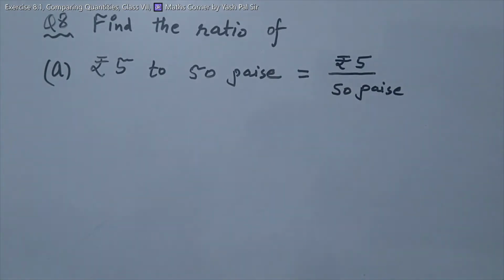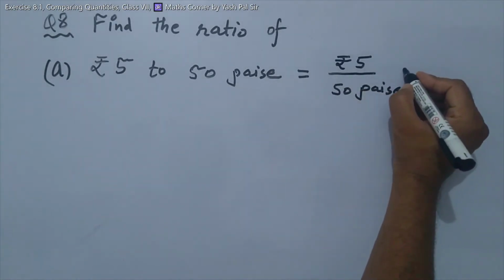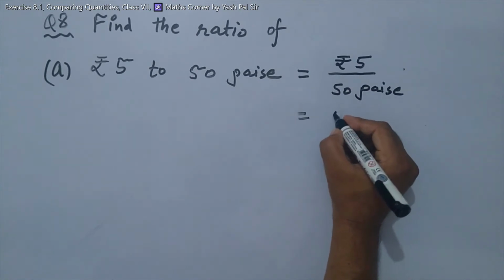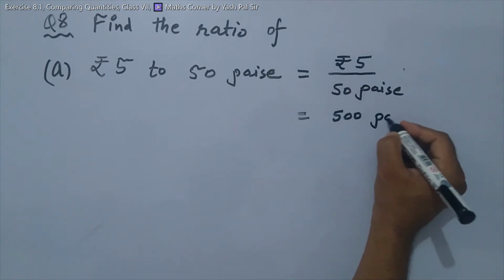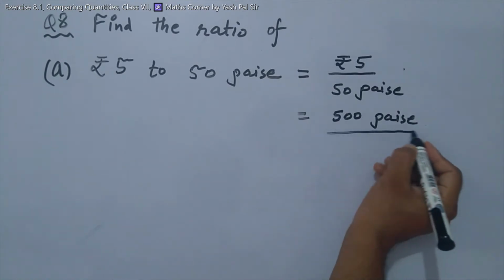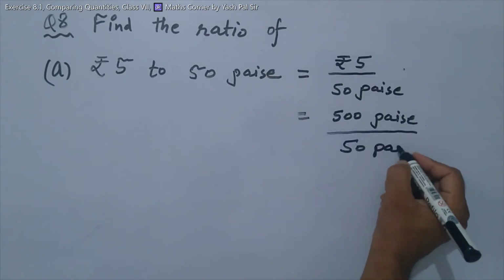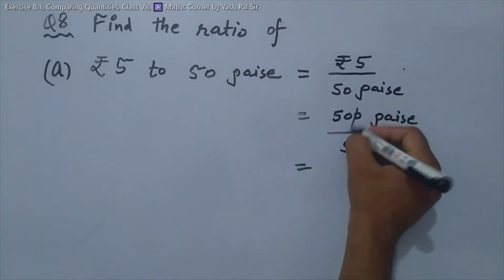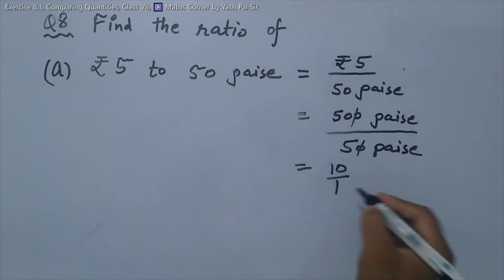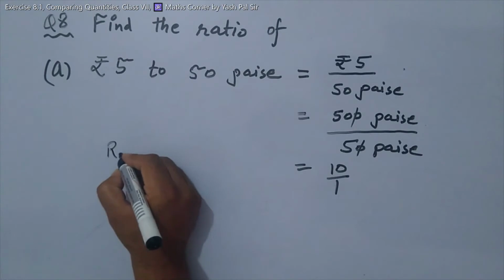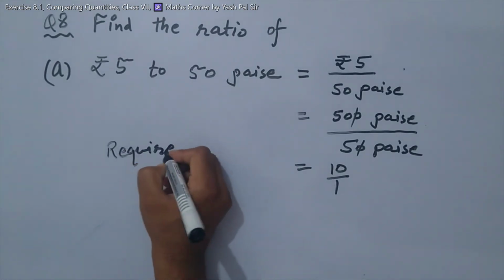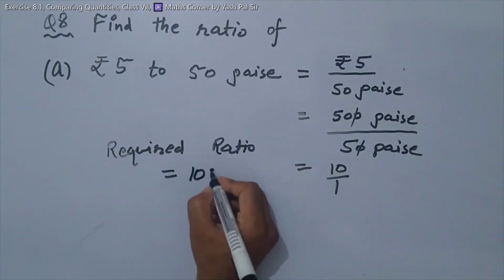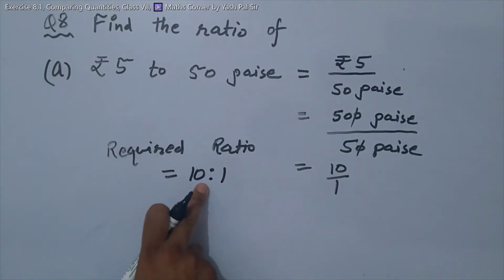Now what we know, converting rupees into paise, we have to multiply by 100. So this becomes 500 paise divide 50 paise, right? So then 0 is cancelled, 5 ones are 5, so 10 divide 1. So the required ratio is equal to 10 ratio 1. This is the answer of part A.